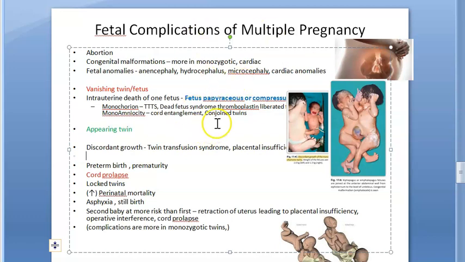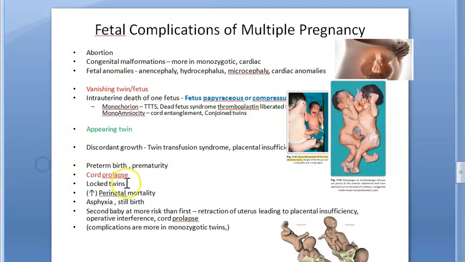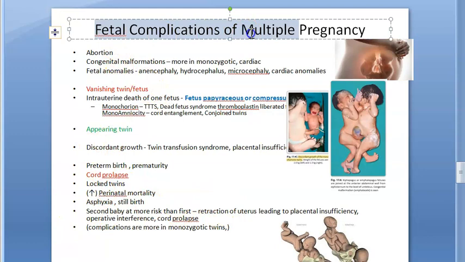Then you have to do fetal monitoring, electronic fetal monitoring you should be doing. Then you should be very careful about cord prolapse, okay? So there are a lot of specifics about delivering the babies, but anyways, in this video we only wanted to look at the fetal complications of multiple pregnancy.